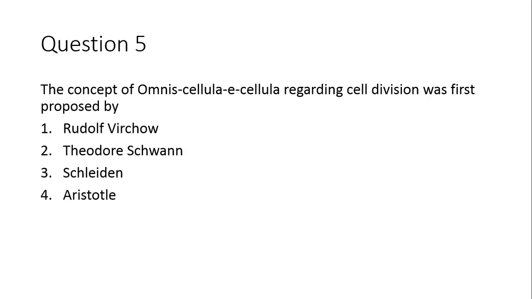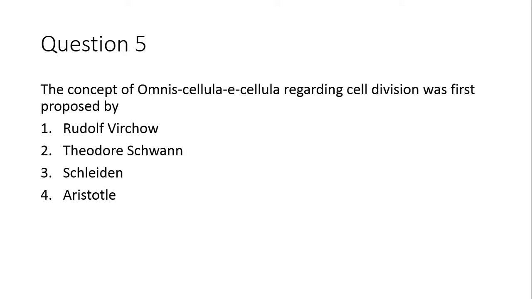So let's start. The fifth question is, the concept of Omnis cellula acellula regarding cell division was first proposed by Rudolf Virchow, Theodor Schleiden and Aristotle.